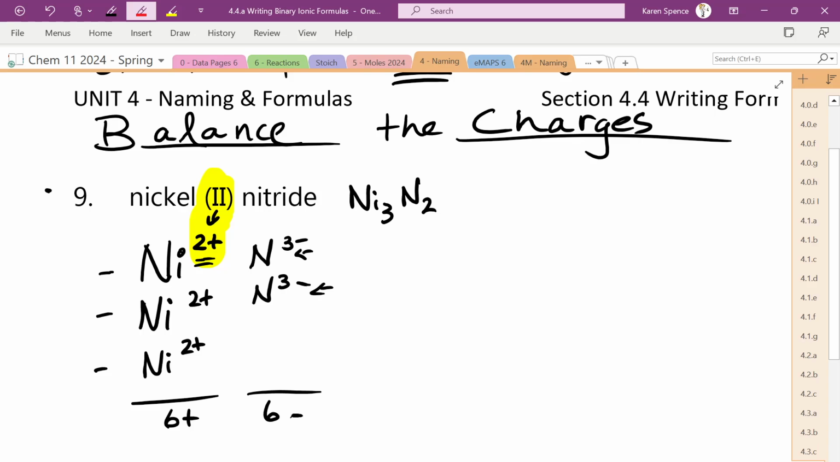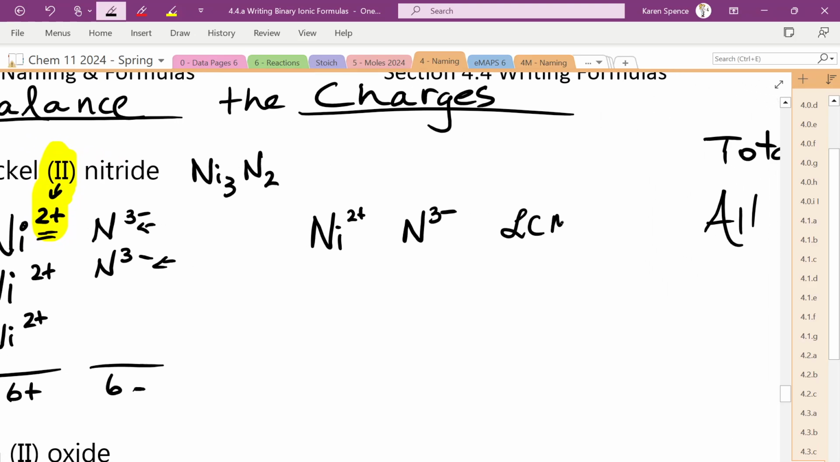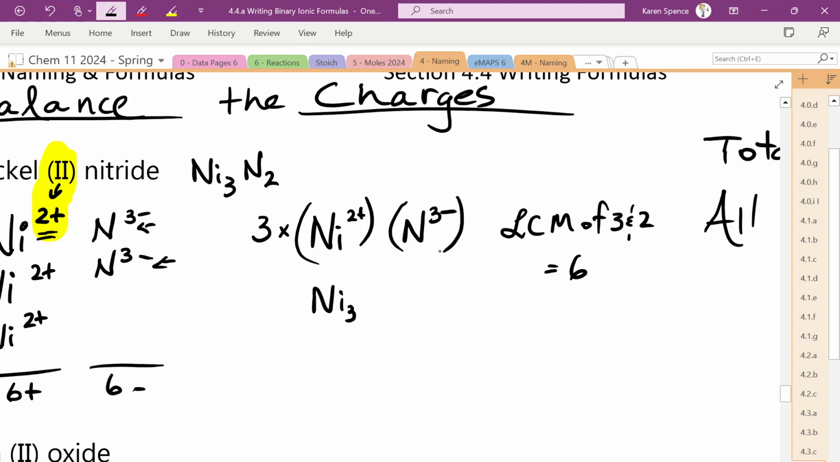Okay, so that's method 1. Method 2, very, very similar. Ni 2 plus and N 3 minus. We say, what is the LCM of 3 and 2? 6. How do I get a 6 with a 2 plus? I need to multiply it by 3. That means I've got Ni 3. How do I get 6 from a 3 minus? I need to multiply it by 2, which means I have N 2.